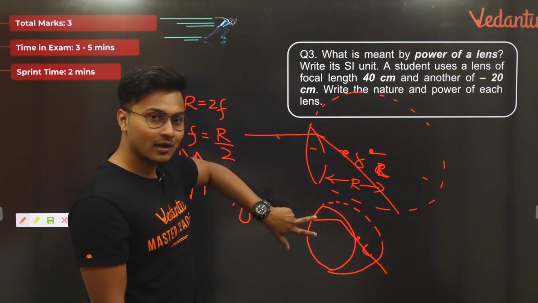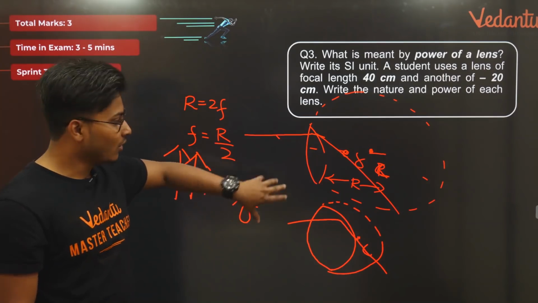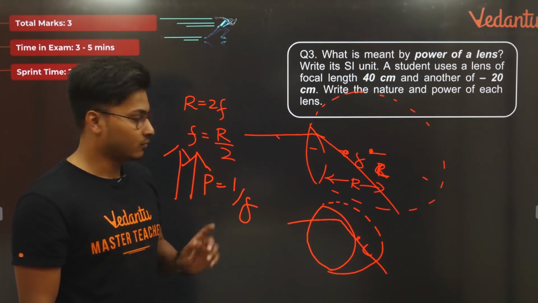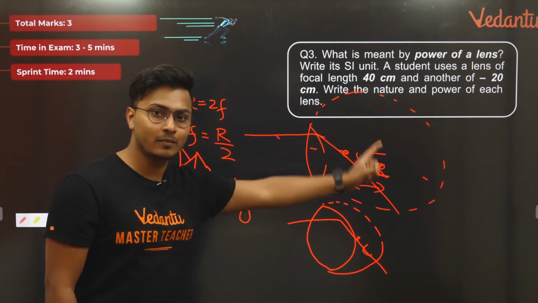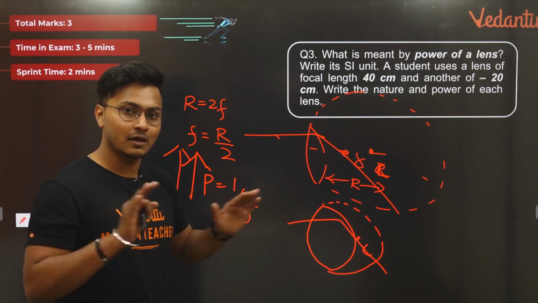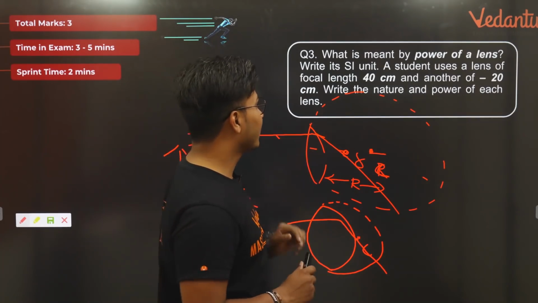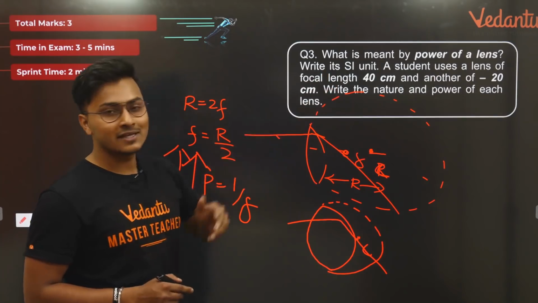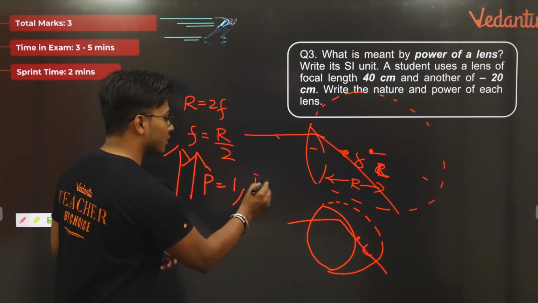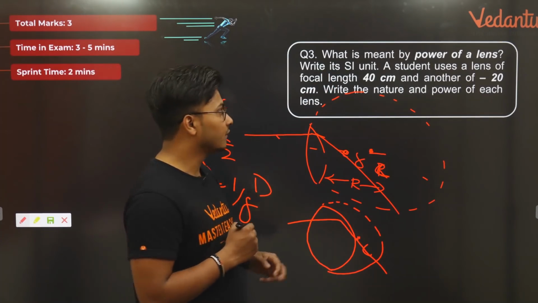ठीक है, ये दो डायग्राम दे दिया. They will ask you which one has more power. What will you do? You will make the circle, make the center of curvature. Focus, बात खत्म. Correct. Going ahead. Write its SI unit. I'm pretty sure you all know the SI unit of power is D. That is diopters. Perfect. Going ahead.